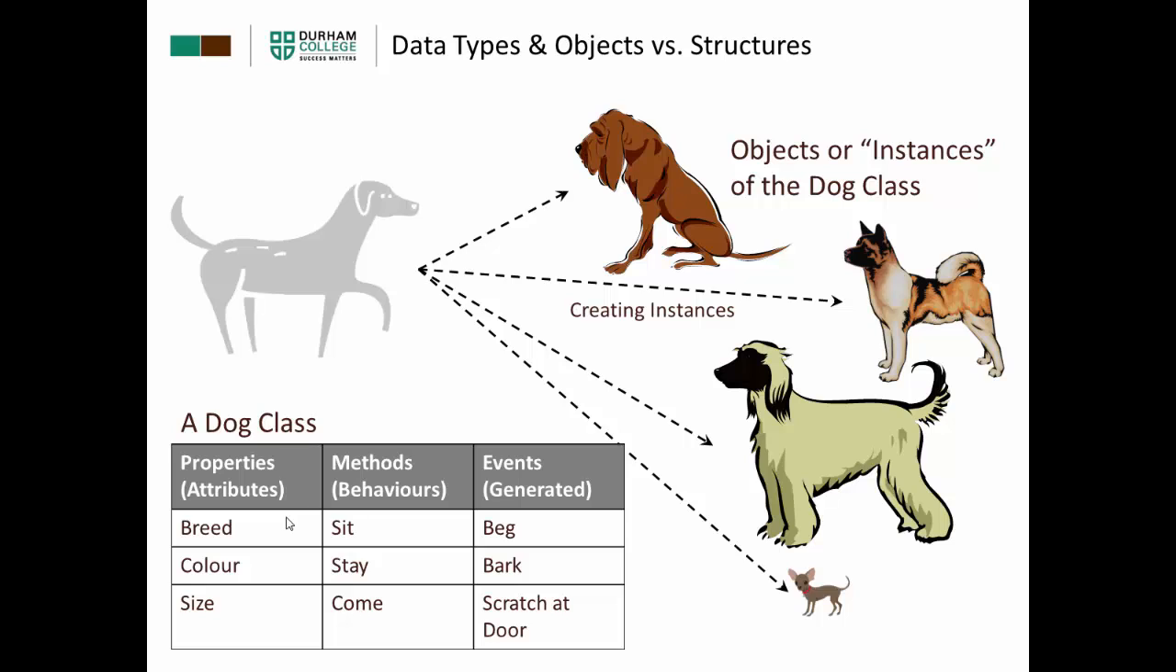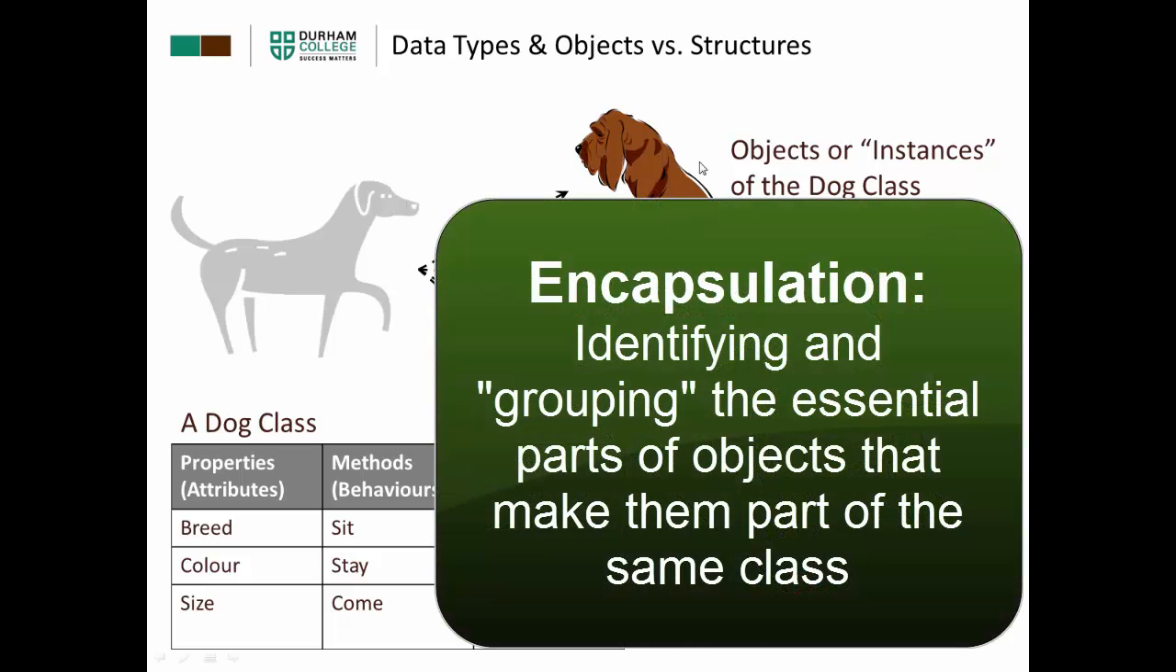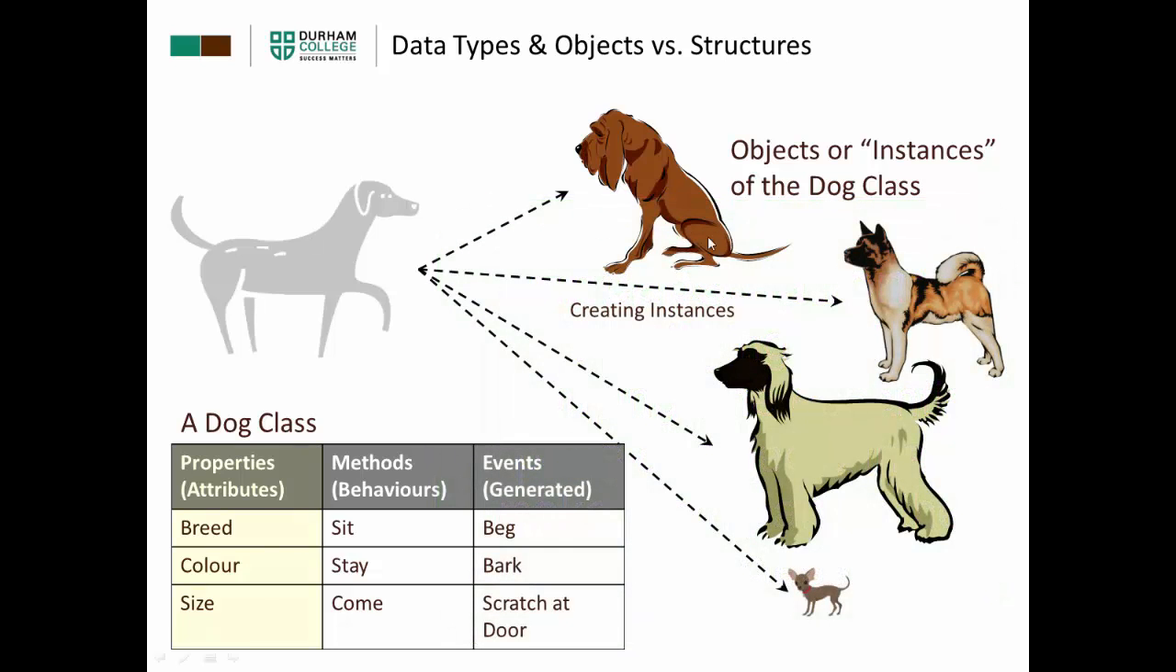A concept that exists with object-oriented programming that you may or may not have heard of is called encapsulation. And so what that means is, for every type of dog, we need to identify those certain attributes that make them a dog and make those part of the class. And so the class has certain attributes, and every dog needs to have those attributes to be a member of that class. So we're saying that all of these dogs have the properties of breed, of color, and of size. They have methods to sit, stay, and come, and events to beg, bark, and scratch at the door.